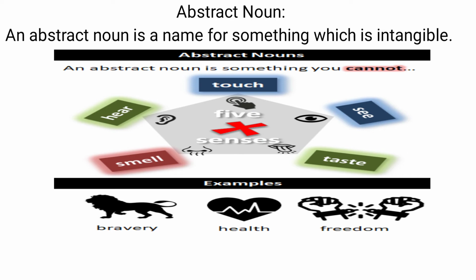Advice. Free, freedom. Believe, belief. Laugh, laughter. Succeed, success. Discover, discovery. Die, death. And judge, judgment. So these are examples of abstract nouns, which have been given in your exercise as well. Now let's move to the next slide.